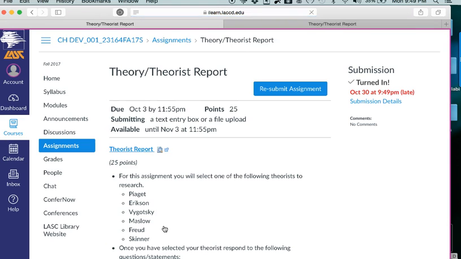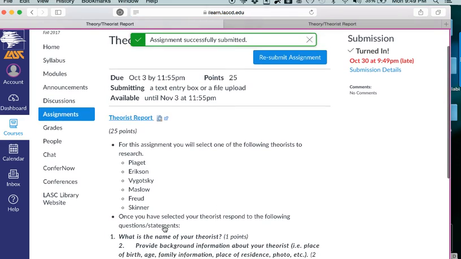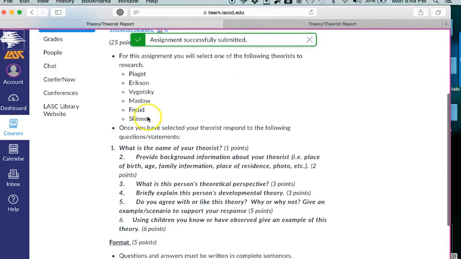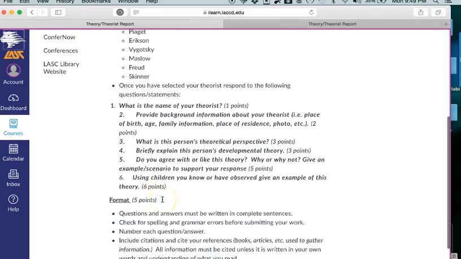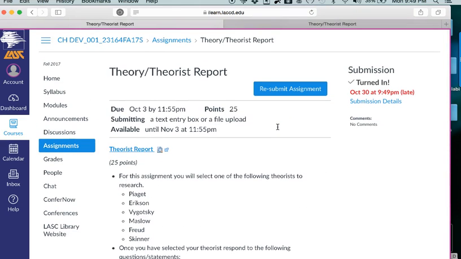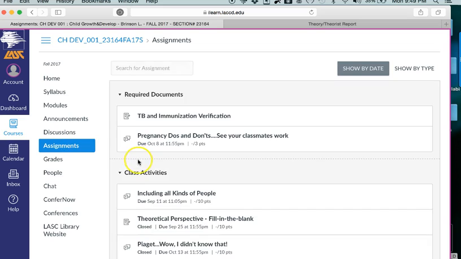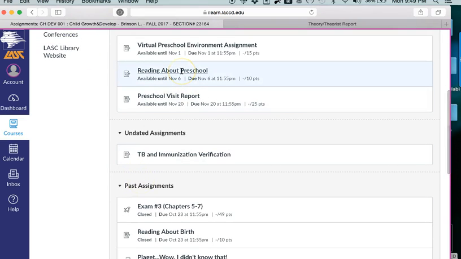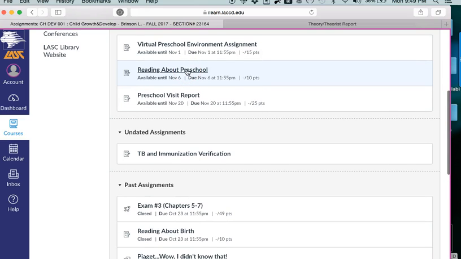So the idea behind this is that I'm not trying to get out of grading, but I want you to move forward knowing how to use the assignment criteria in the rubric, the point system, to assess your own work, because a lot of you are missing points on some very simple assignments. And I hope that you take this into consideration when you do the reading about preschool assignment. So for those of you who did the reading about birth, you should have your points and comments posted. So you want to make sure you don't repeat the same mistakes, if any, when you submit your reading about preschool assignment. Okay, let me know if you have any questions.